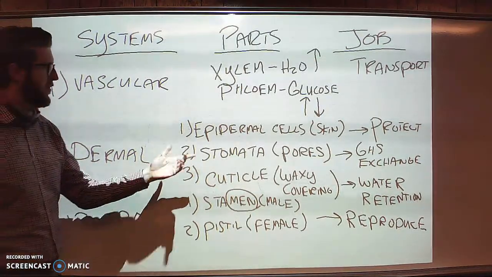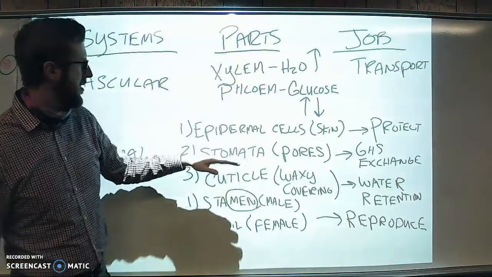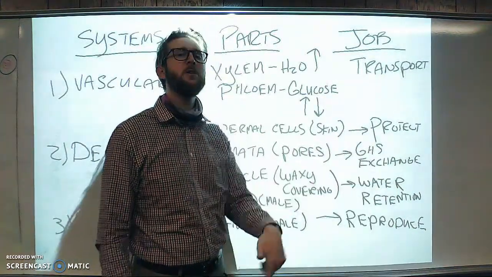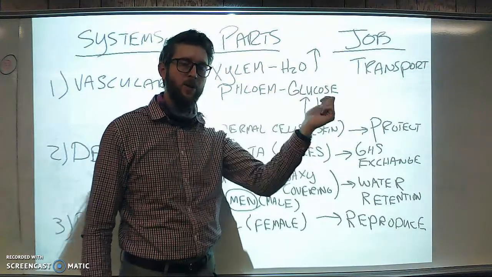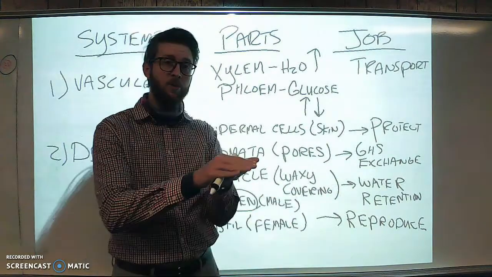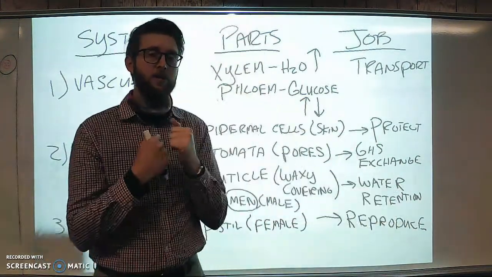Dermal system, made up of epidermal cells, which are like your skin that protect the plant. Stomata, which are pores in the leaves that allow for gas exchange, CO2 in, O2, oxygen, and water out. The cuticle is a waxy covering over the leaves that increases water retention or keeps the water from escaping.